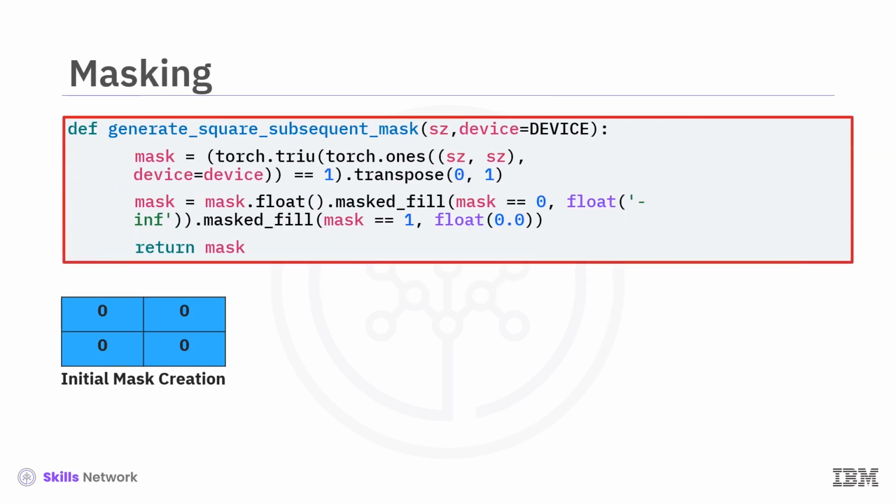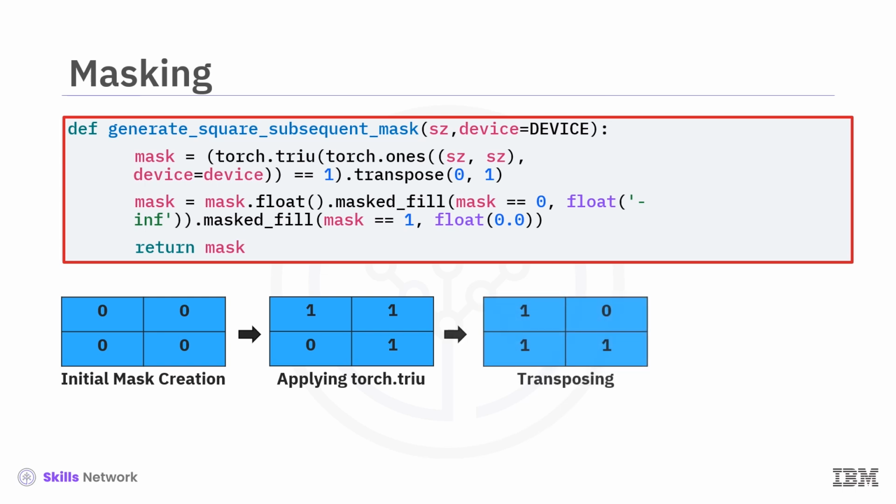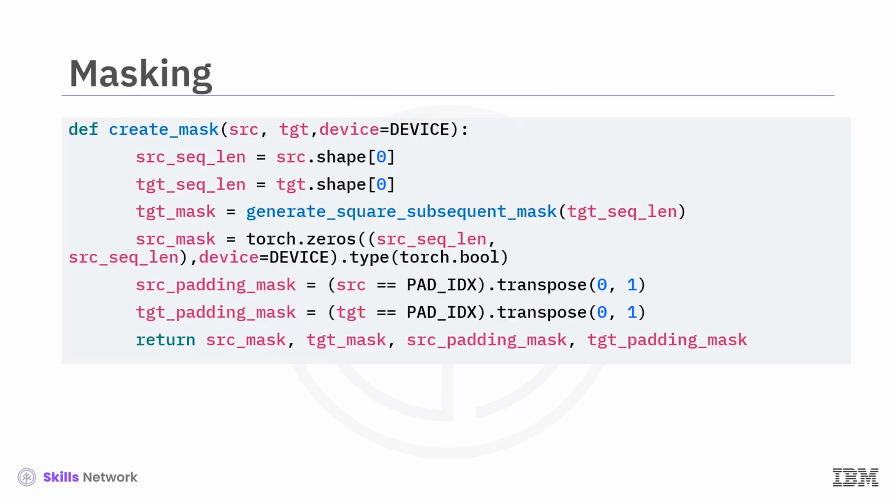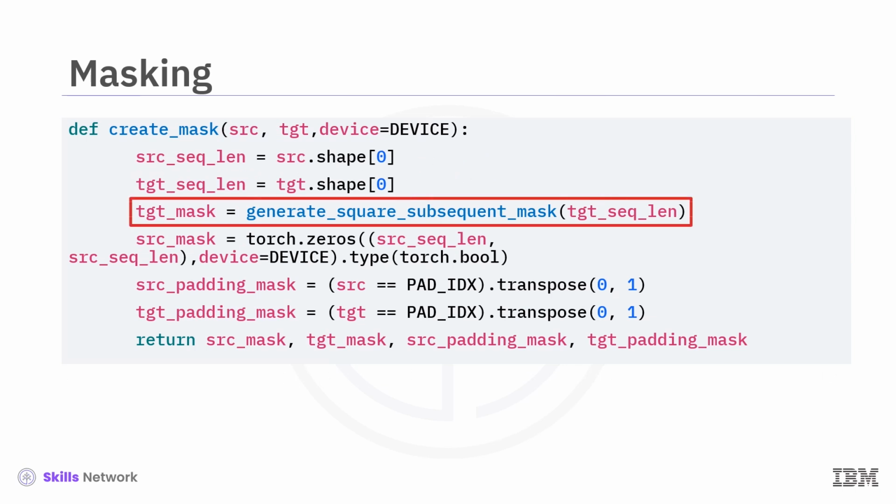Just like training a decoder model, it's important to ensure that the model isn't influenced by future words for the target, so you should generate a causal mask. The image here shows the function's composition. The createMask function is designed to construct masks for the source and target sequences within a transformer model. First, invoke the square mask from before.